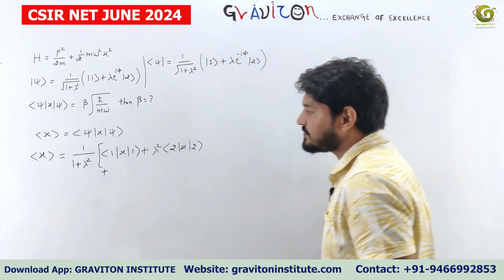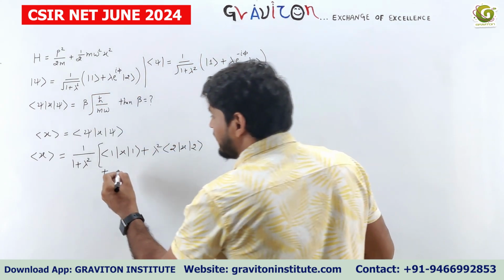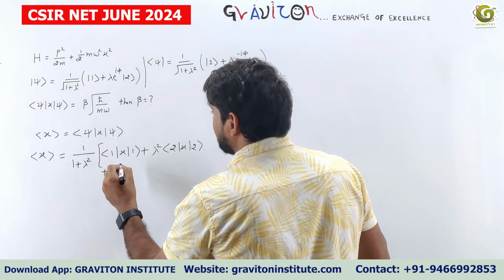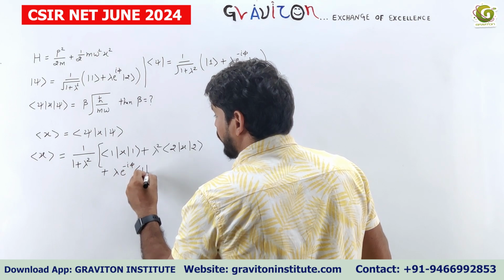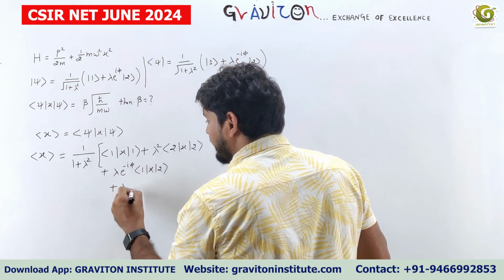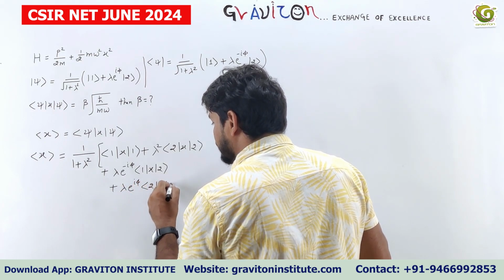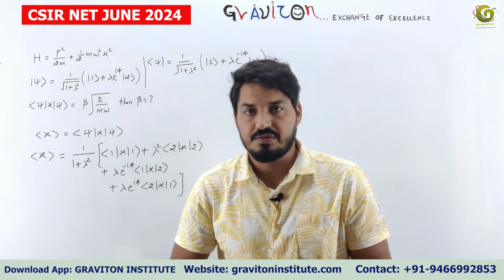Plus, what is the next term? 1 with 2. So this will give you lambda e to the power minus iota phi times 1x2. Similarly, lambda e to the power iota phi times 2x1. This is the expectation value.